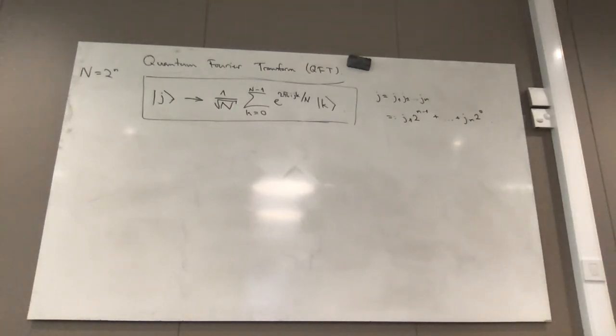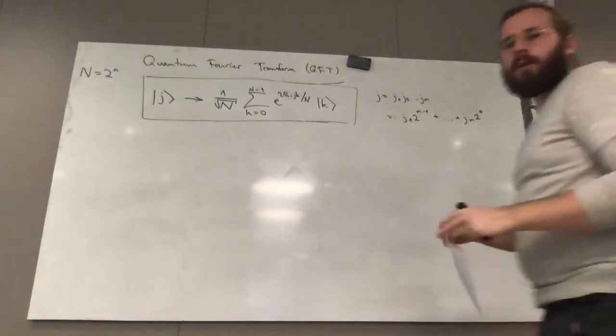So when Nielsen and Chang talk about the Fourier transform, they use this a lot. So they have quite a different intuition.